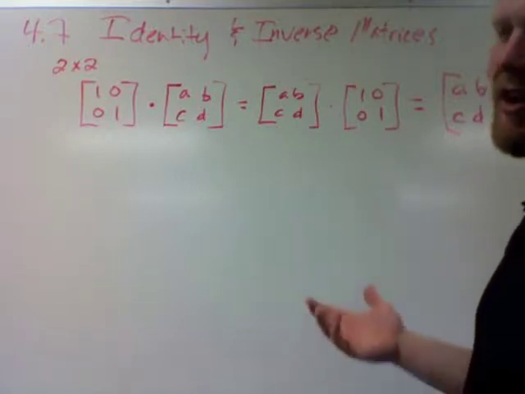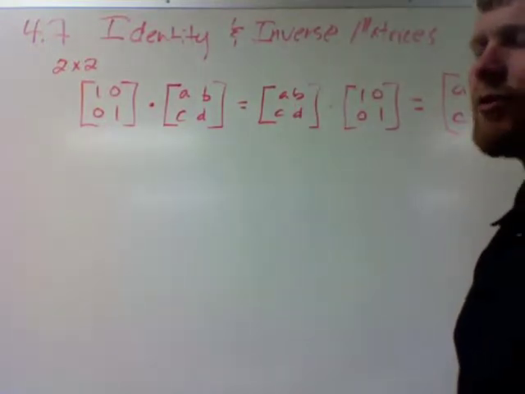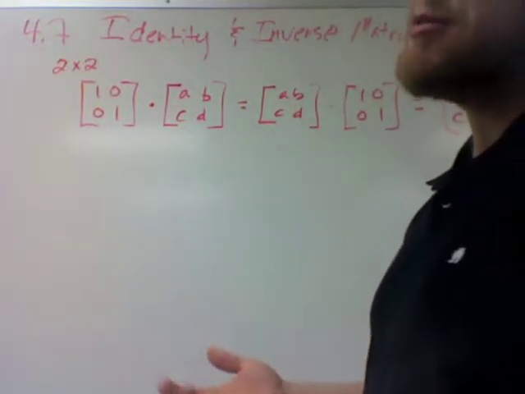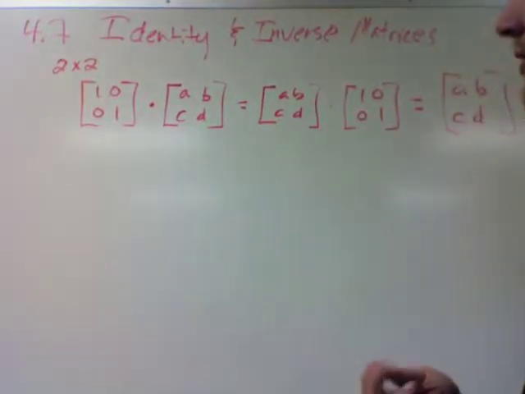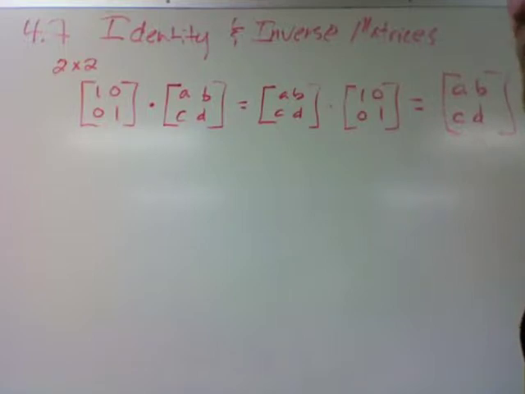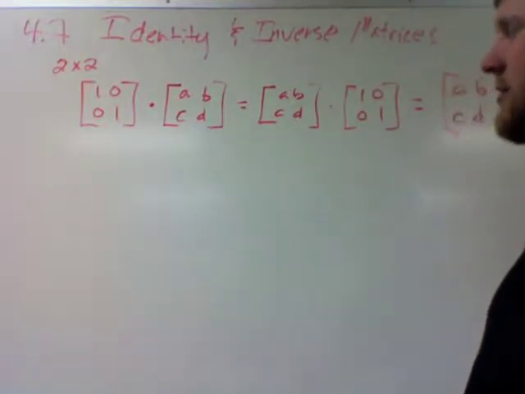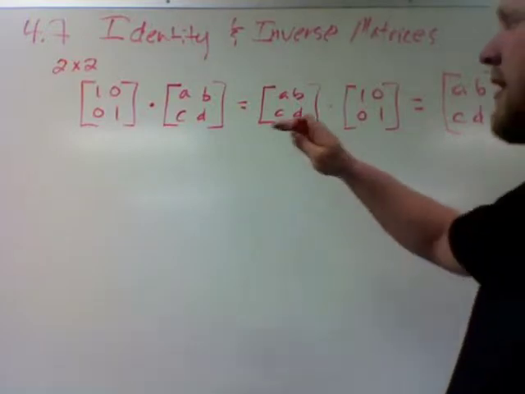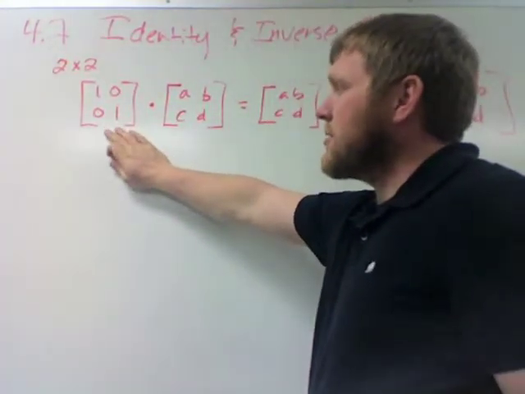If you relate it to multiplication, what's the multiplicative identity? Well, it's 1. You take any number times 1, and you get that number back. So what's the additive identity? Well, it's 0. You add anything to 0, you get that same number back. So this is the identity for matrices, this particular matrix.